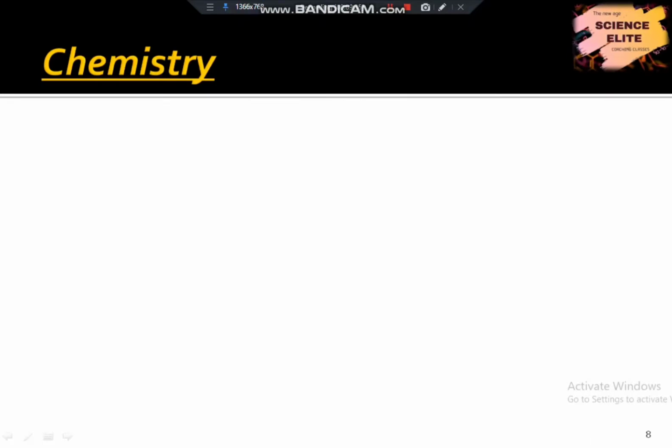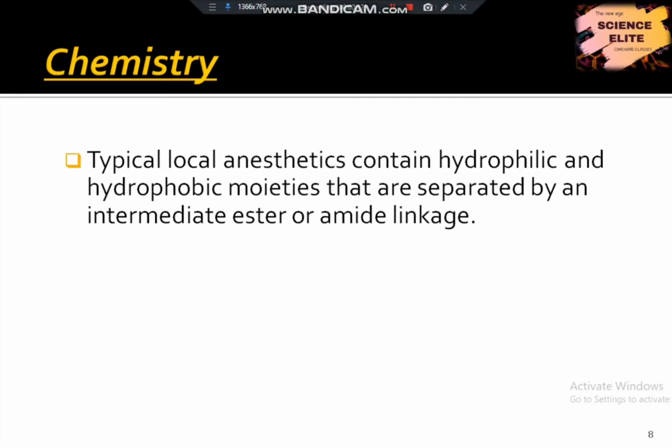Chemistry. For studying the pharmacology of a particular compound, we should know a little bit of chemistry also. So let's study some structures. Typical local anesthetics contain hydrophilic and hydrophobic moieties that are separated by an intermediate ester or amide linkage. We all know hydrophilic and hydrophobic moieties. These moieties are separated by ester or amide linkages. We can easily see these in the structures in the next slide.